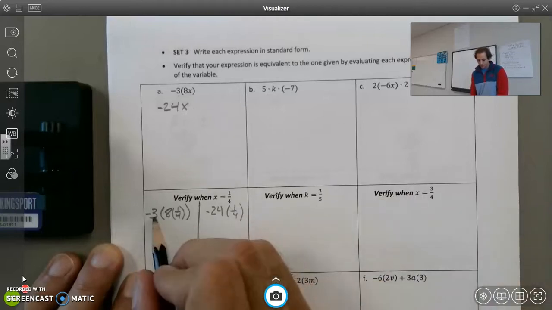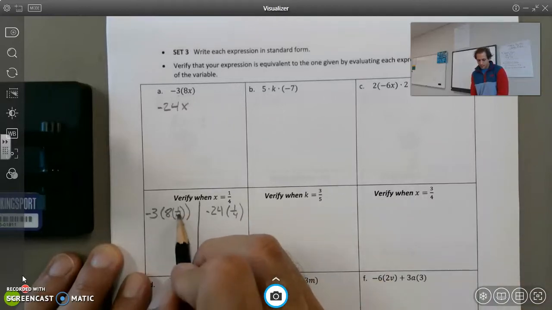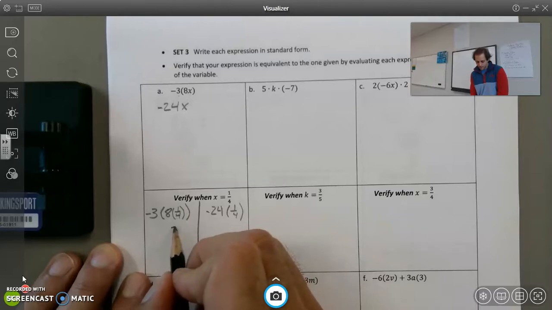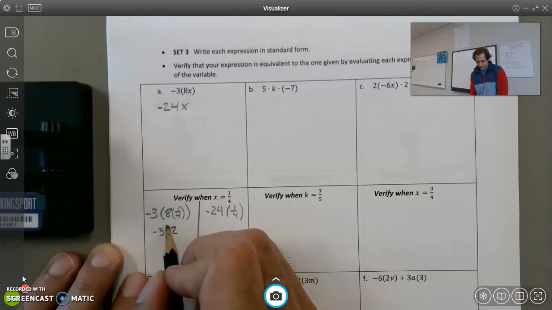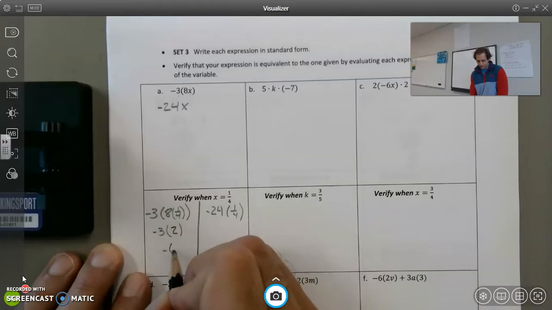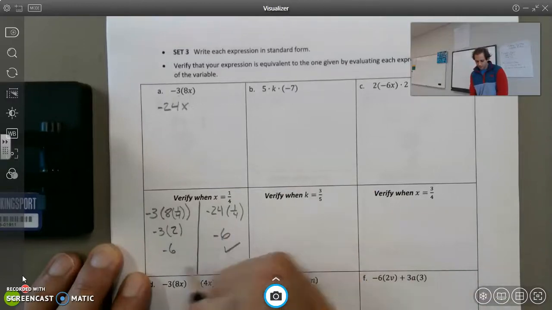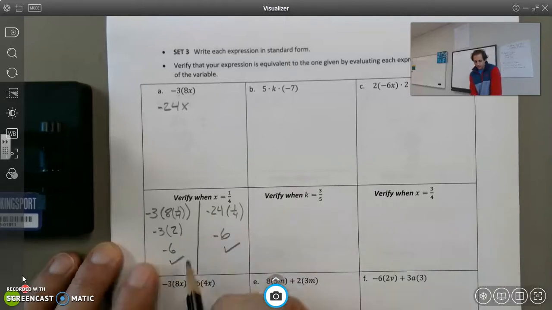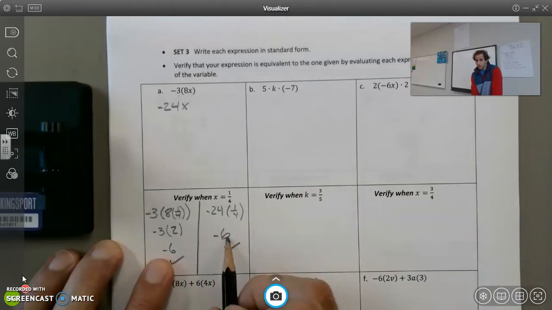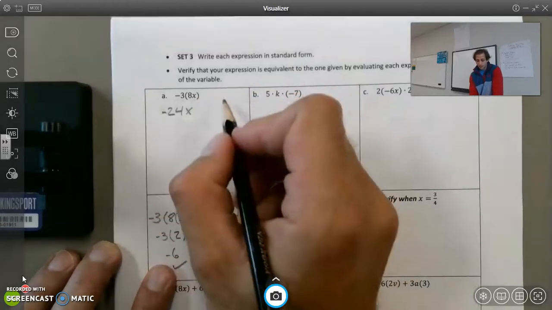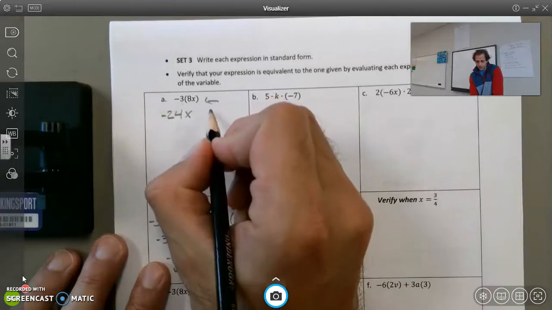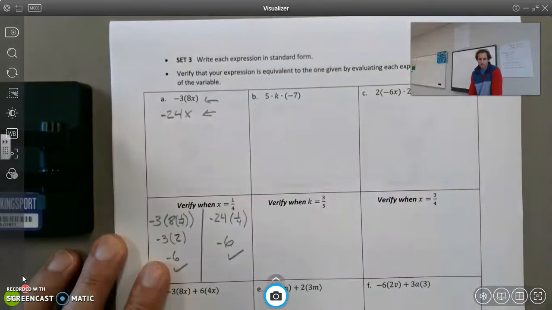Well, let's start in the parentheses. 8 times 1/4 is 2. Negative 3 times 2 is negative 6. Negative 24 times 1/4 is negative 6. Those have the same value. The values when I evaluate are equivalent, which means the expressions are equivalent, and that is the point. We want to show that these two expressions have the same exact value.